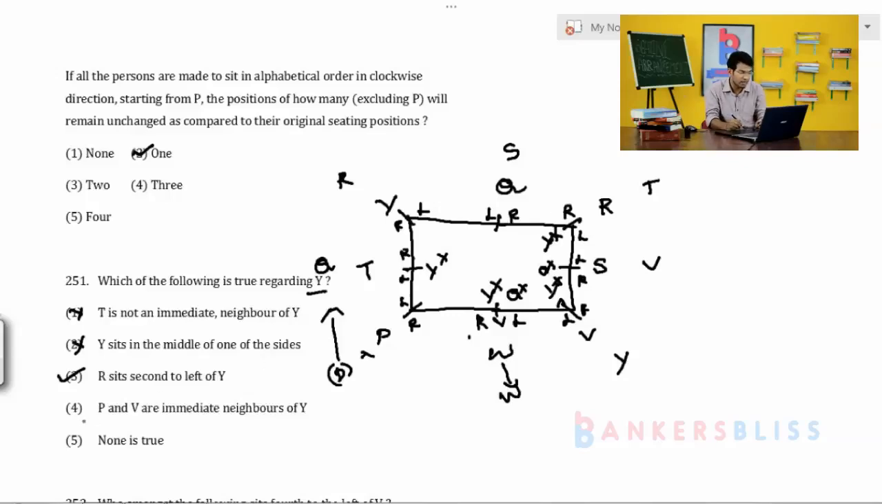Then the remaining options are definitely wrong. Next, P and V are immediate neighbors of Y. Definitely it is wrong, because T and Q are the immediate neighbors of Y. Next one, none is true. That is not possible.